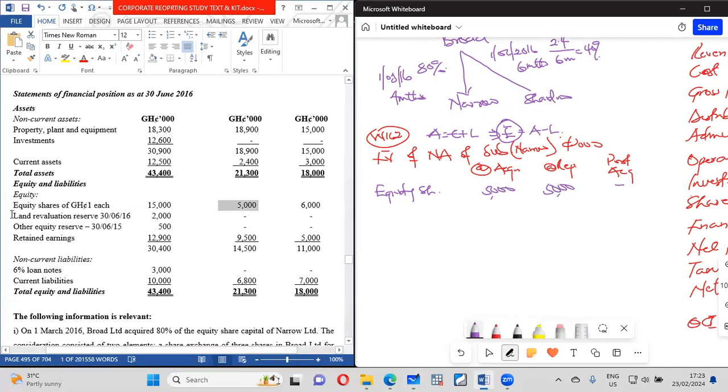The land, there is nothing there. Other equity, there is nothing there. Then the retained earnings, there is something there. So we come to the retained earnings. Since this financial statement that we are seeing is at this date, we are told that the earnings here at reporting is 9,500. So that is that, 9,500.